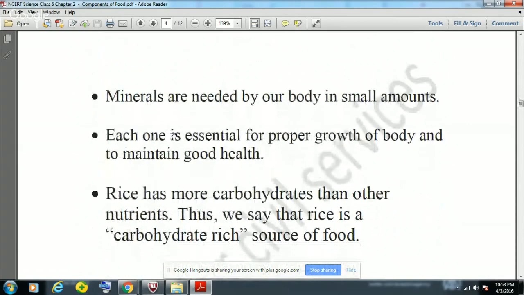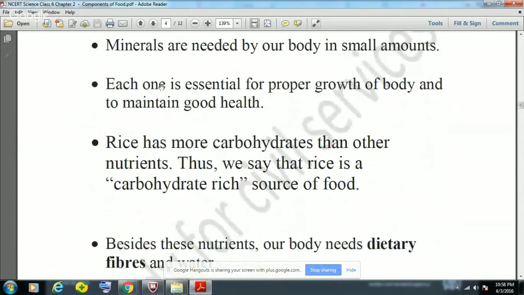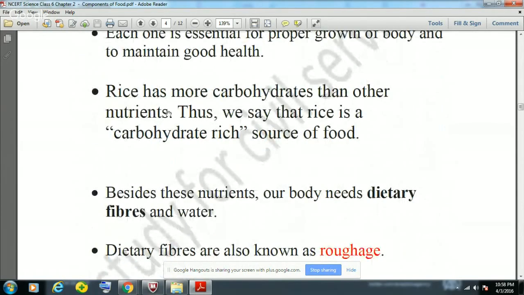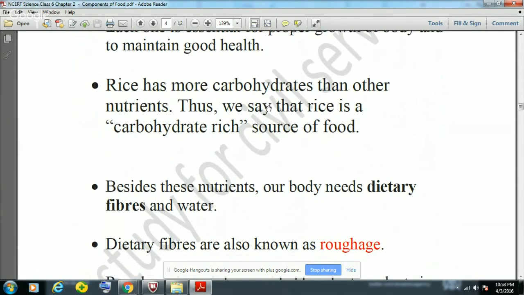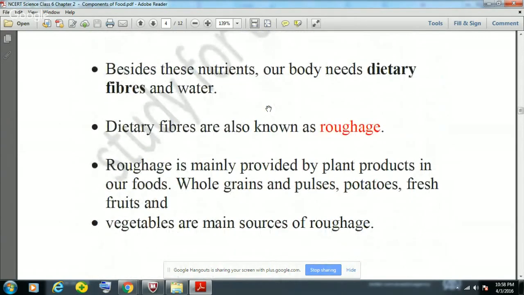Like vitamins, minerals are also needed by our body in very small quantity. Each one of the nutrients which we have discussed, all the six, is essential for the proper growth of the body and to maintain good health. Rice is also known as carbohydrate rich because it has more carbohydrate than other nutrients. And besides all these six nutrients, our body needs dietary fibers and water.